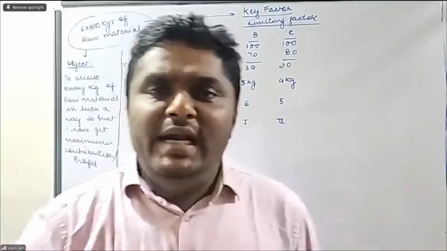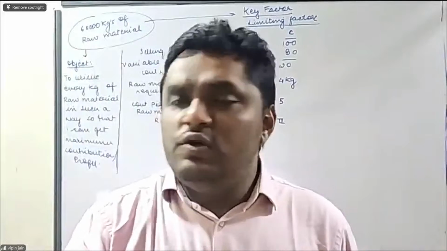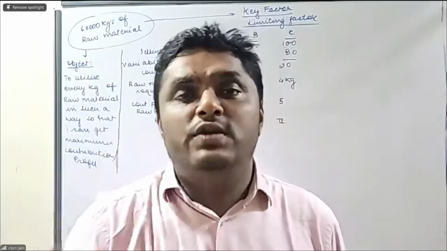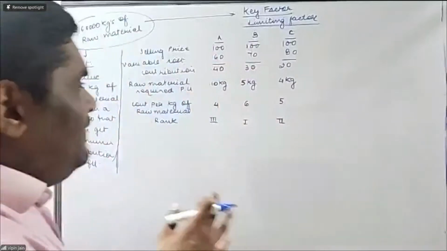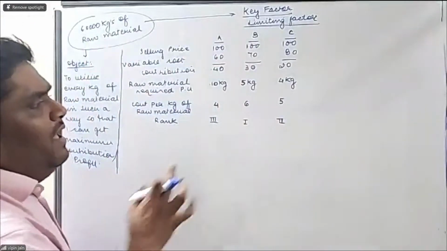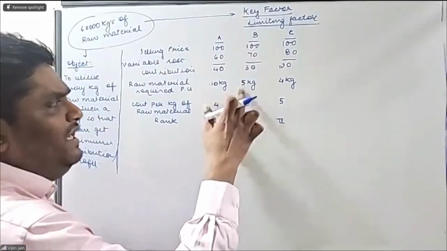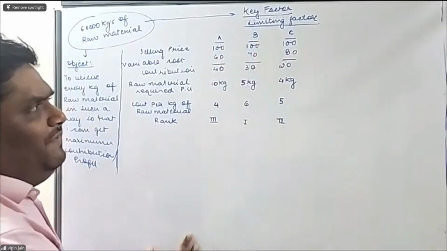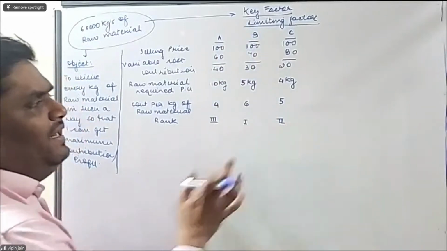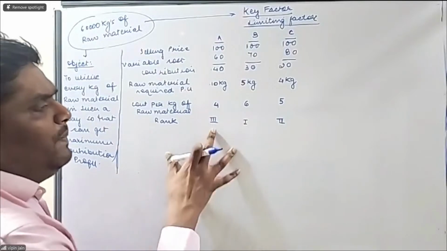Because as I said, my raw material is my key factor. So my object will be to utilize this raw material in such a way so that I can get the maximum profit. And when talking about this situation here, the highest profit I'm getting from per kg of raw material is in case of B. So first priority will be given to B, second priority will be given to C, third priority will be given to A.